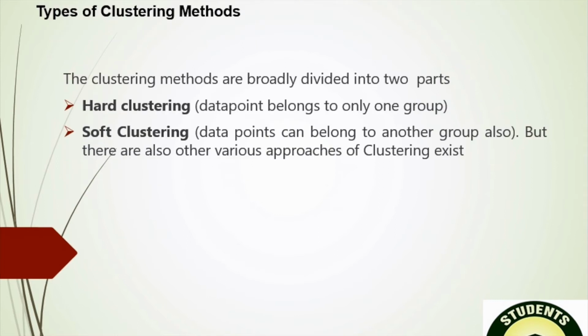So clustering is basically divided into two parts. First one is called hard clustering and second one is called soft clustering. In case of hard clustering, a data point belongs to only one group, and soft clustering means a data point can belong to another group also. That means there is a difference between hard clustering and soft clustering. Hard clustering belongs to one group and soft clustering may belong to another group also.